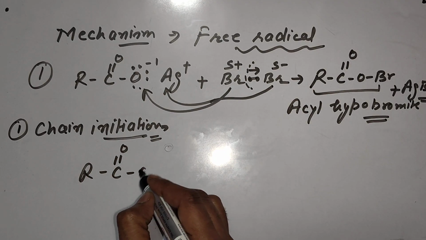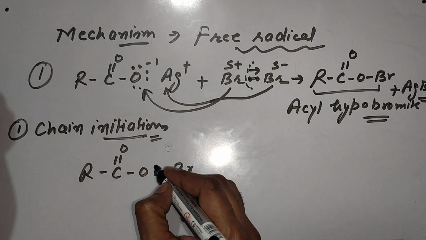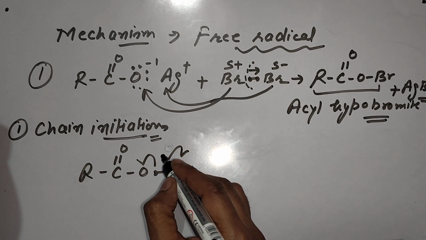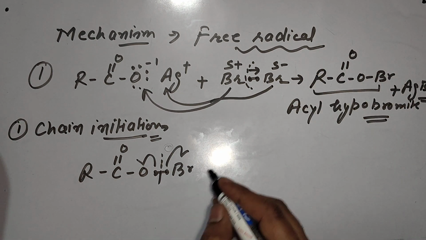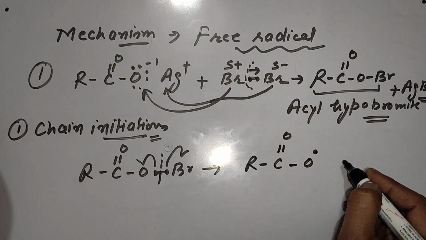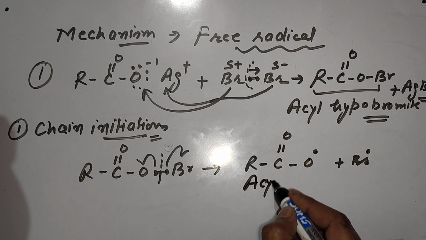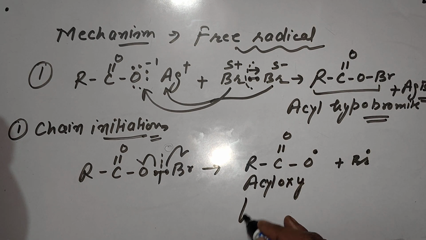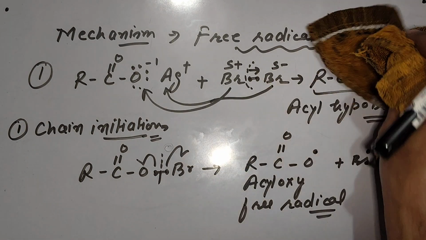This intermediate will create a free radical. The oxygen and bromine bond will break like this, with one electron to each, because the electronegativity is not so different. So free radicals will be generated like this. This is the chain initiation step. This is the acyloxy free radical. Now what is the next step? Chain propagation. Let's understand.